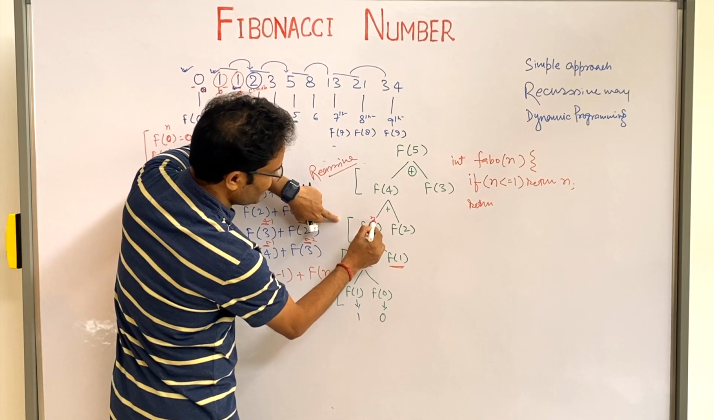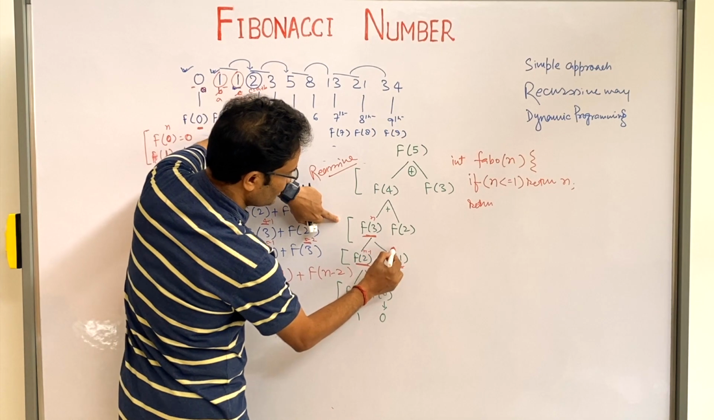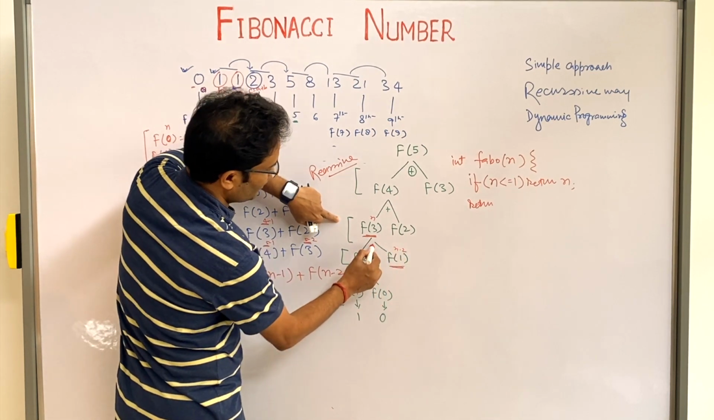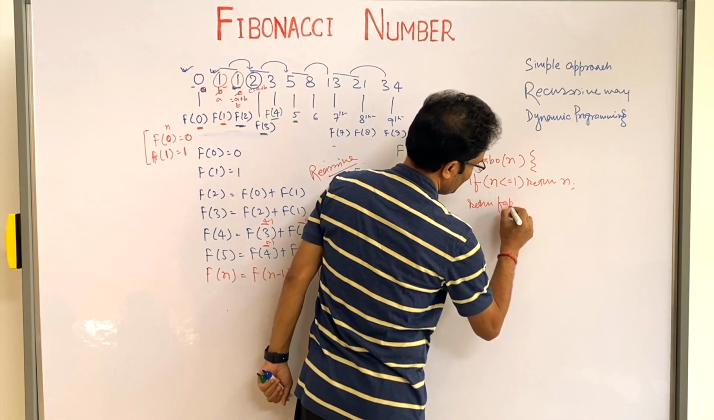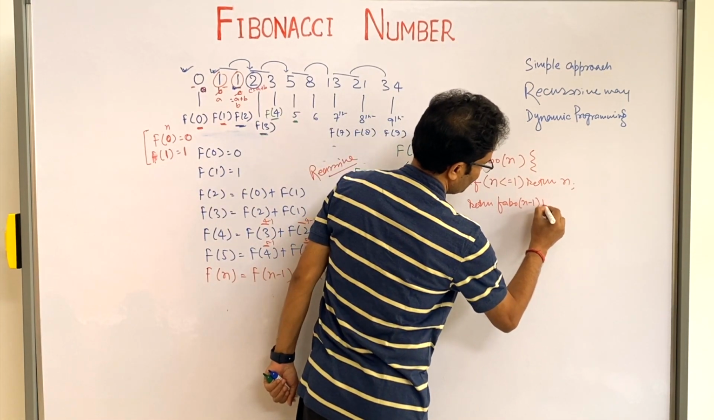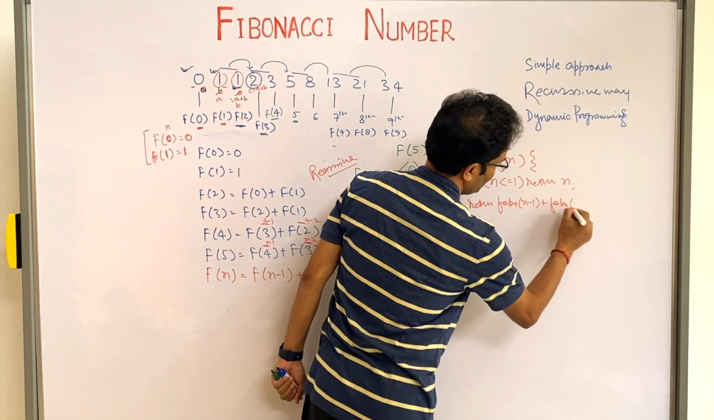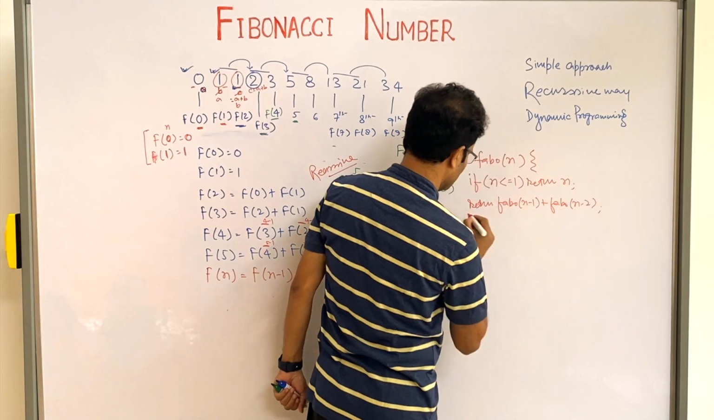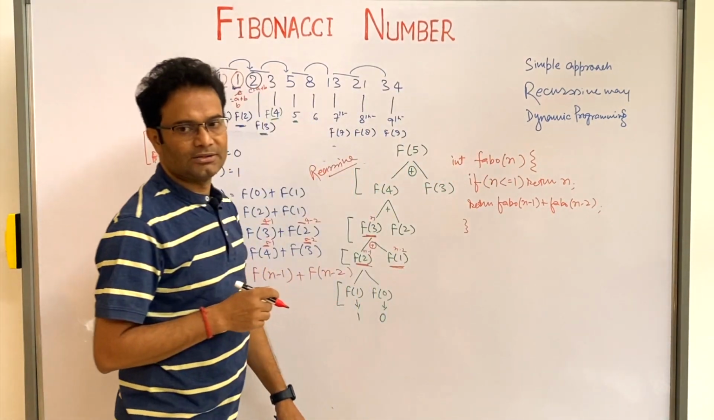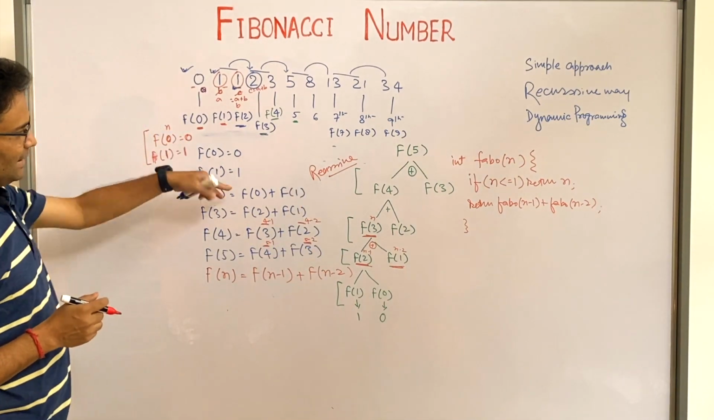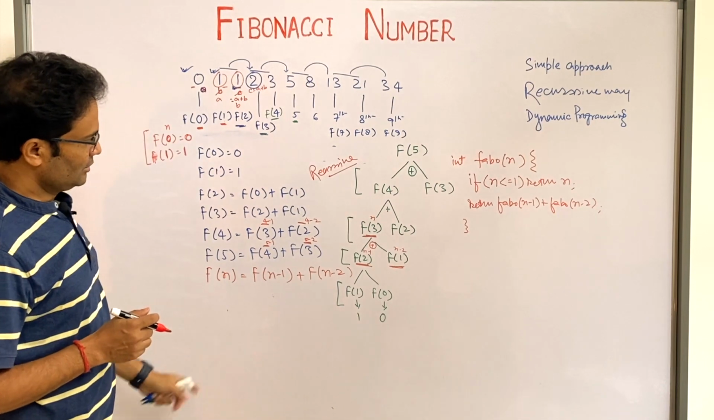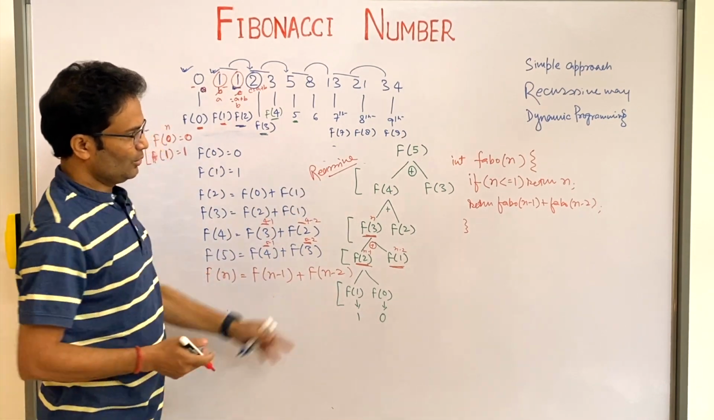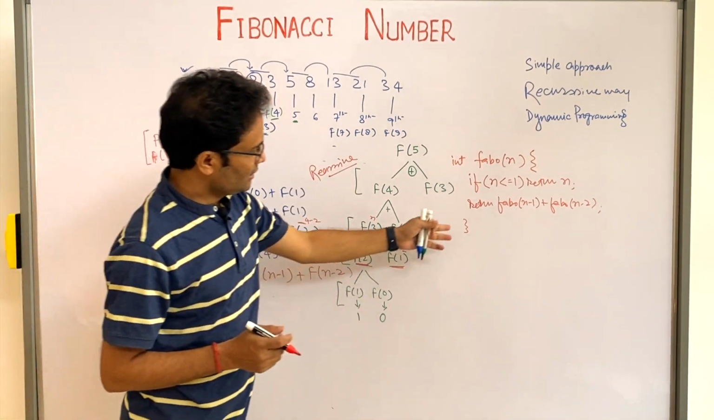If this is the n, we are passing n minus 1 and n minus 2, and you are doing the addition here. The same thing you have to do for Fibo n minus 1 plus Fibo n minus 2. That's it. This is the simple method. Whatever I explained was the simple method, and this is the recursive way. Because this is doing the same thing, we can use this method, and it will work.